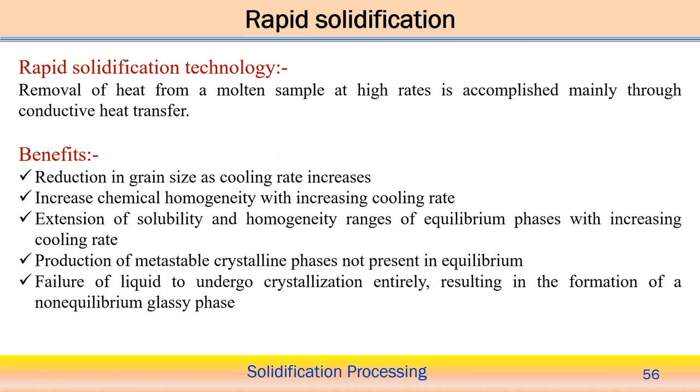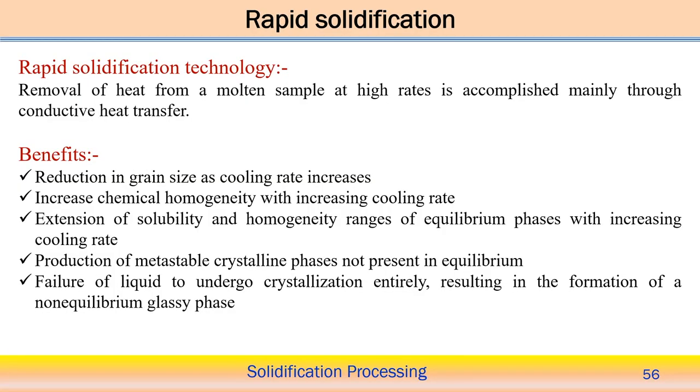Now, if you look at rapid solidification technology, what are the benefits? First, in general we can say there is a reduction in grain size, because in a very short time we extract the heat and quickly solidify the metal. So we can expect a reduction in grain size, and that reduction is proportional to the cooling rate. High cooling rate means the grain size will also reduce. This is the first benefit. If you want to get a very fine structure, rapid solidification is usually followed.